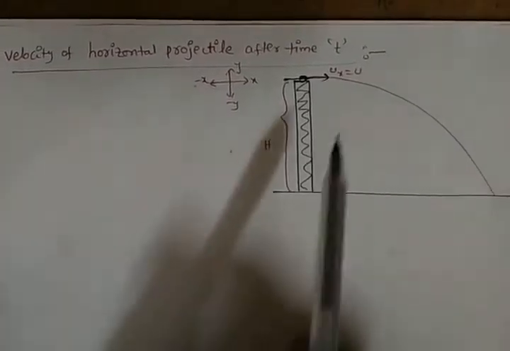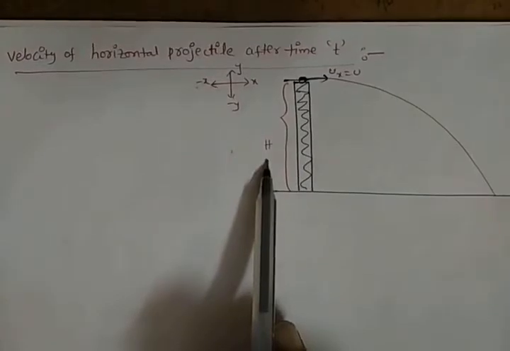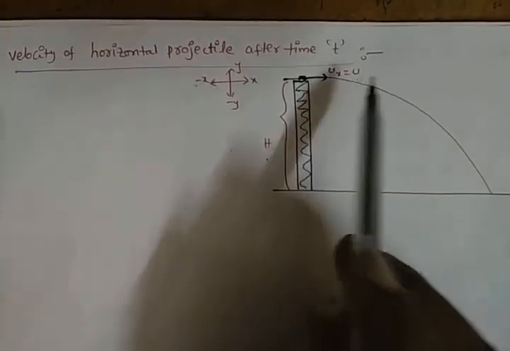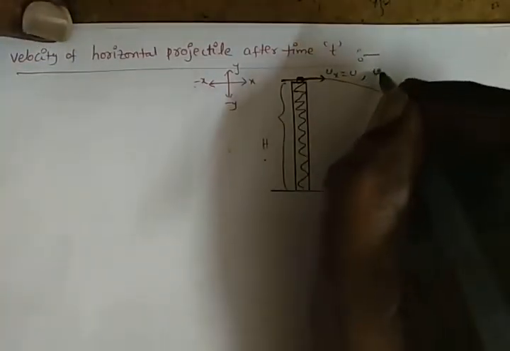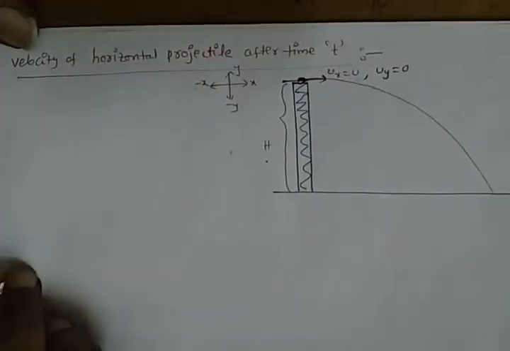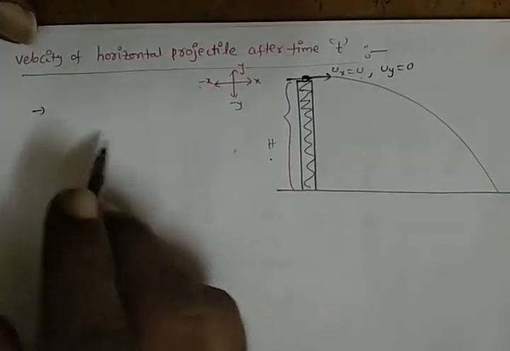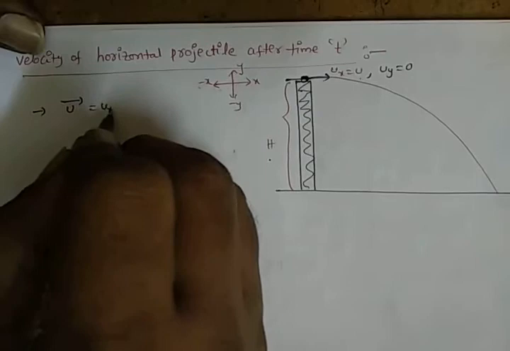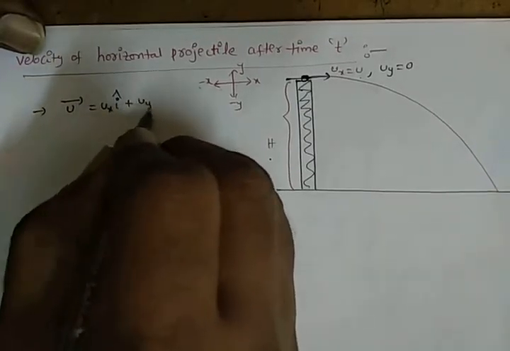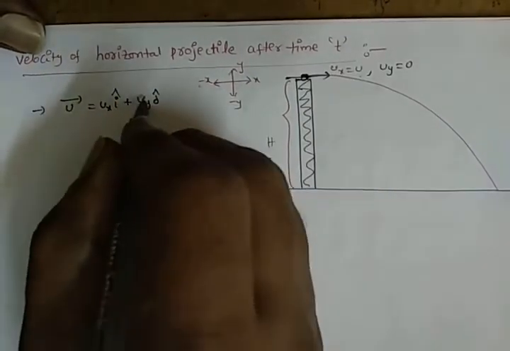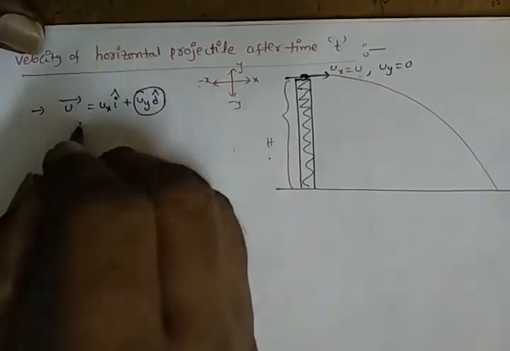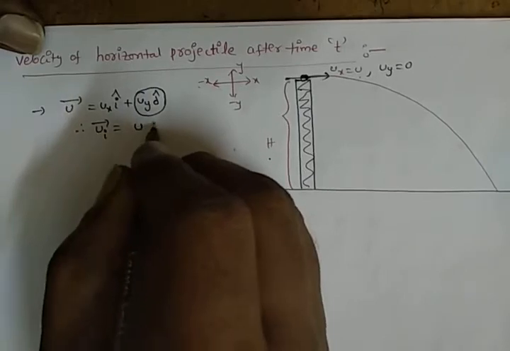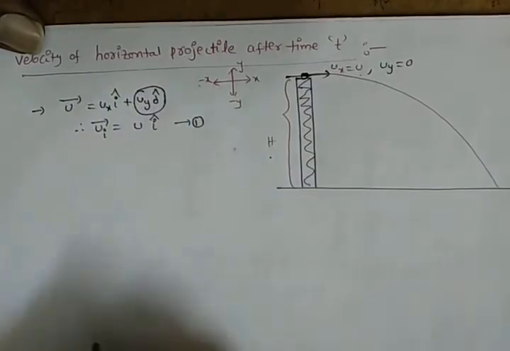So here I consider the height of the tower is h and its initial horizontal component of velocity is u. There is no vertical component of velocity initially. Therefore, the initial velocity vector of the projectile is given by vector u is equal to ux i cap plus uy j cap. But here the value of uy is 0. That's why I write here vector u is equal to u i cap. Let this be equation number 1.